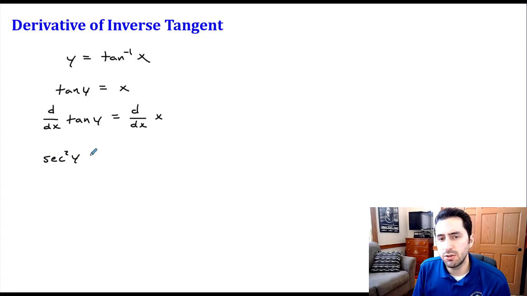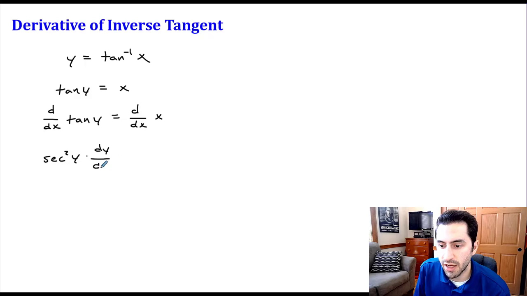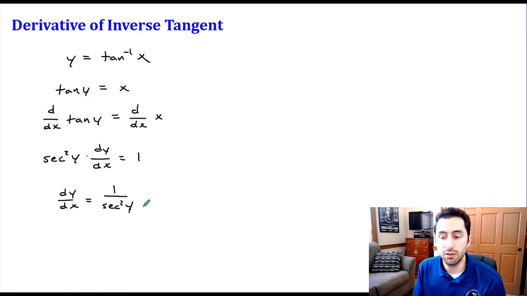And since we are taking the derivative with respect to x of an expression that has a y in it, we do need to include dy over dx. And on the right-hand side, the derivative of x is just equal to 1. Solving for dy over dx, what we end up with then is 1 over the secant squared of y. So this is actually the derivative of the inverse tangent.